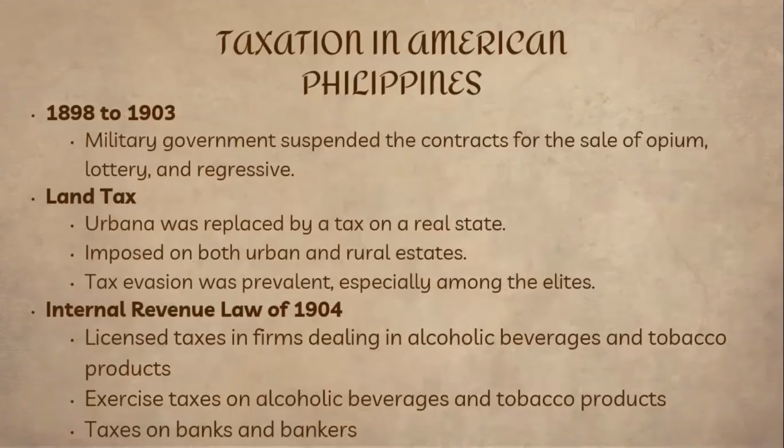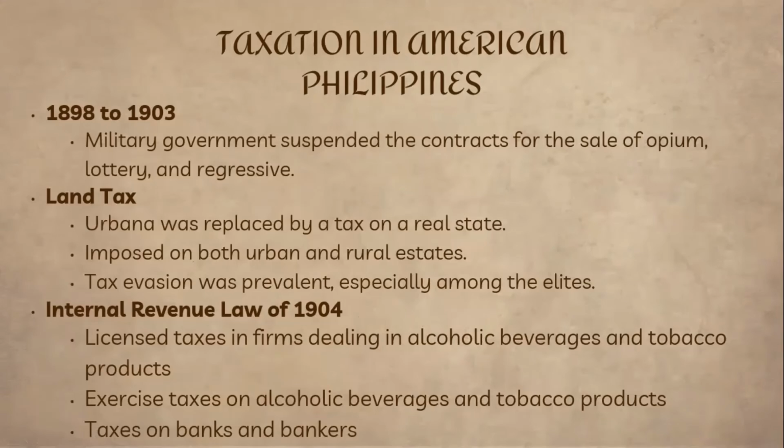From 1898 to 1903, the Americans followed the Spanish arrangement of tax collection with a few changes, taking note that the framework presented by the Spaniards was obsolete. The military government suspended the contracts for the sale of opium, lottery, and mint charges for the coinage of money.